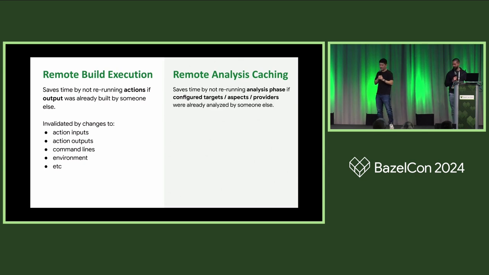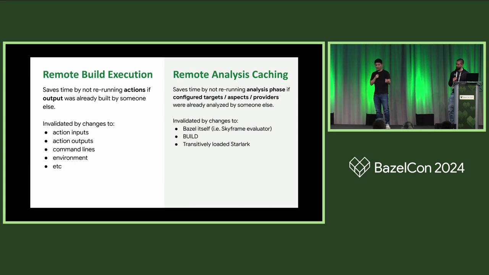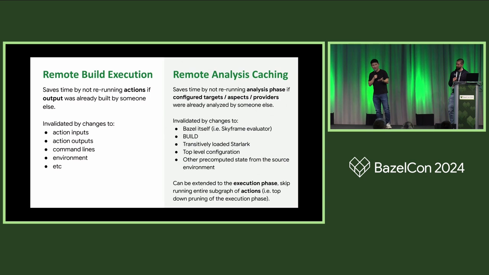For analysis caching, we save time by not rerunning the analysis phase, or parts of it, if they were already analyzed by someone else. However, the invalidation inputs here are a bit different. It's Bazel itself, because Bazel defines how to evaluate these BZL files. The SkyFrame evaluator, the build file itself, transitively loaded Starlark symbols, top-level configuration, which is the top-level flags that you pass in, and also other pre-computed state based on your environment that Bazel itself will pick up on.